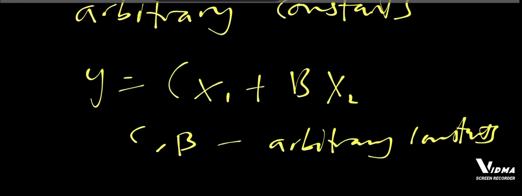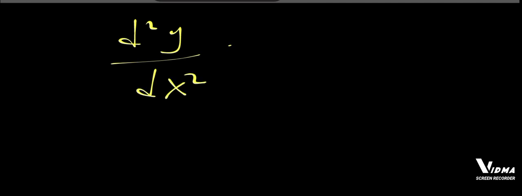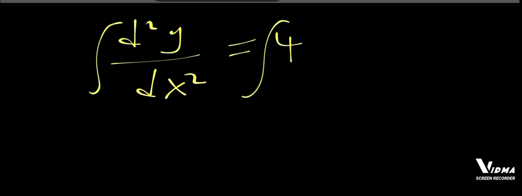So now let's look at how we can find our general solution when we have a differential equation. One example is we have the second derivative of y with respect to x being equal to 4. This is just a basic differential equation of order 2 and degree 1. So the first thing we do is integrate both sides. We are doing everything with respect to x.